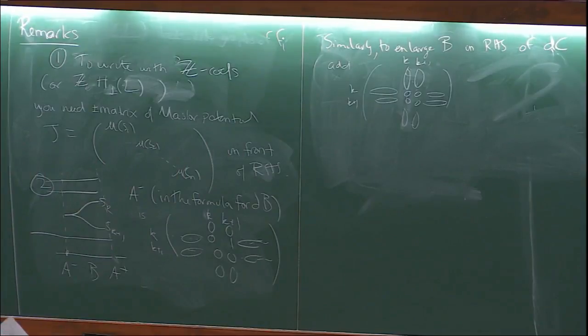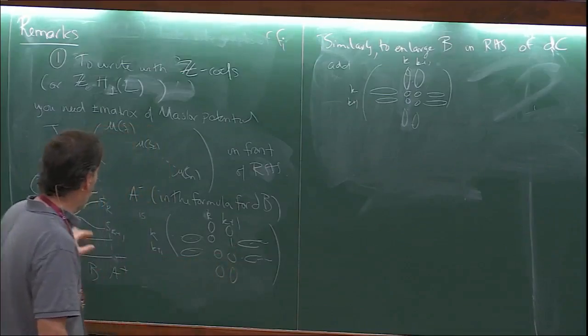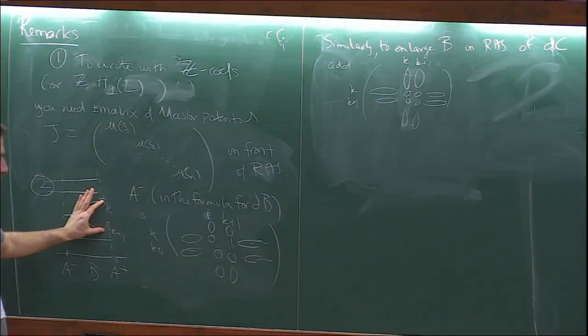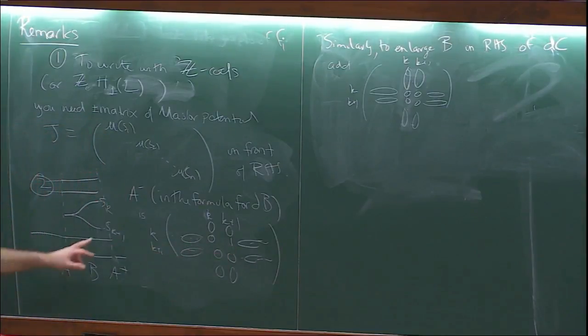And the reason for that, just morally, is that there's going to be a Reeb chord here that has the same index as 1. It's the degree 0 Reeb chord over the A, but not over the B.